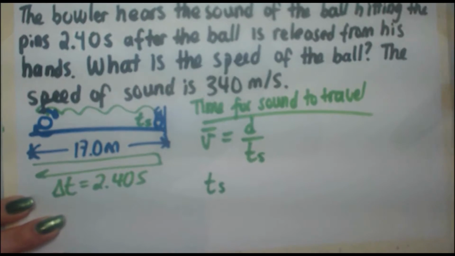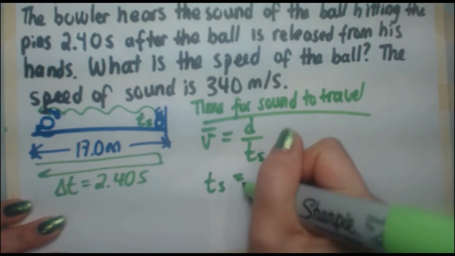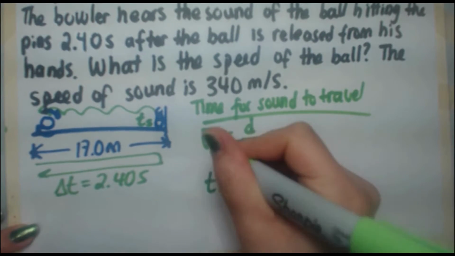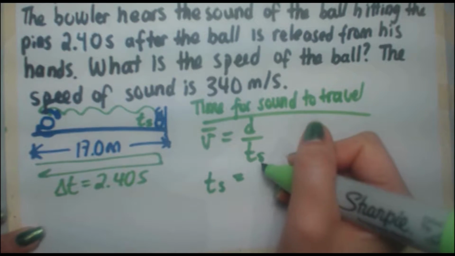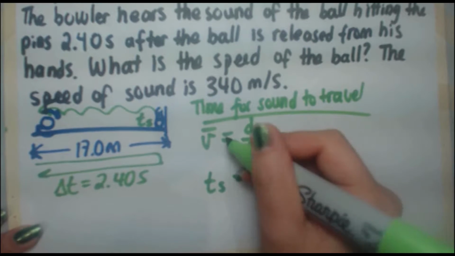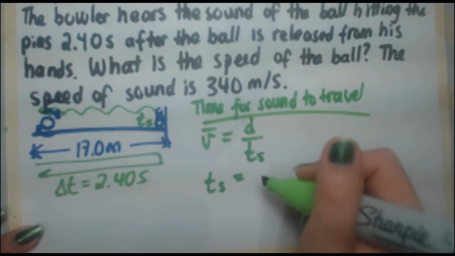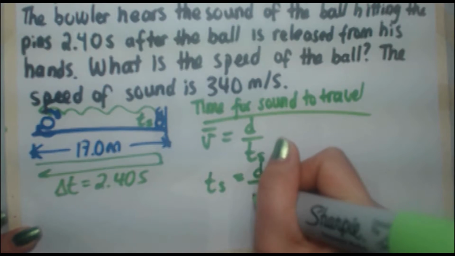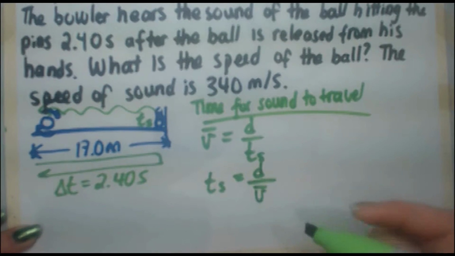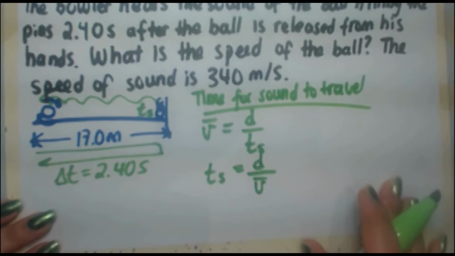If you are not sure how to rearrange this equation for time, be sure to check out my previous video on approaching trains. But the idea is this: you've got a V on top, you've got a TS in the bottom. These two simply exchange places because one's being divided by, one's being multiplied. So you have TS equals D over V.